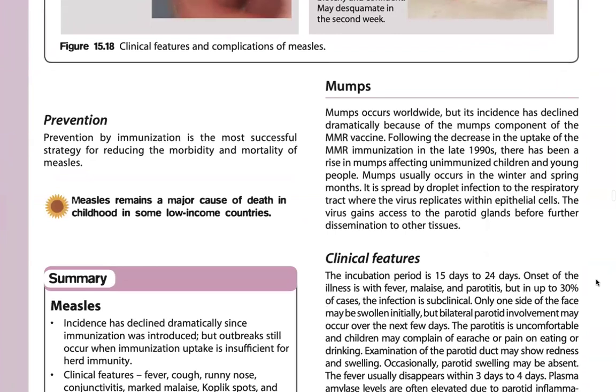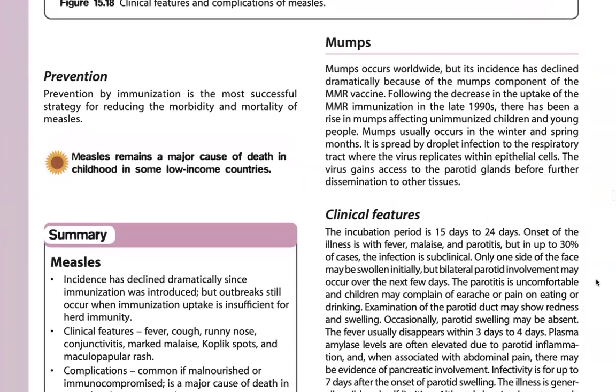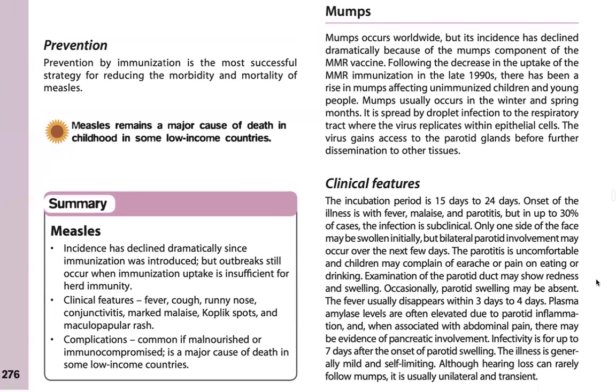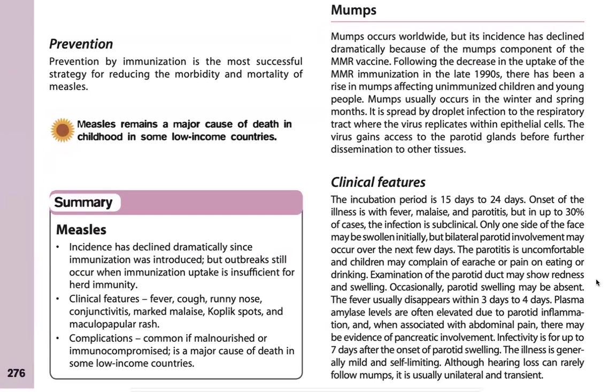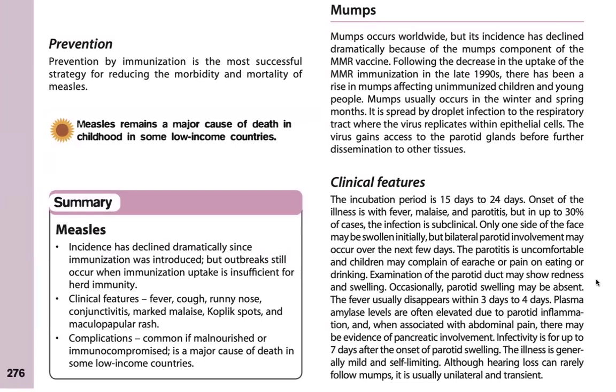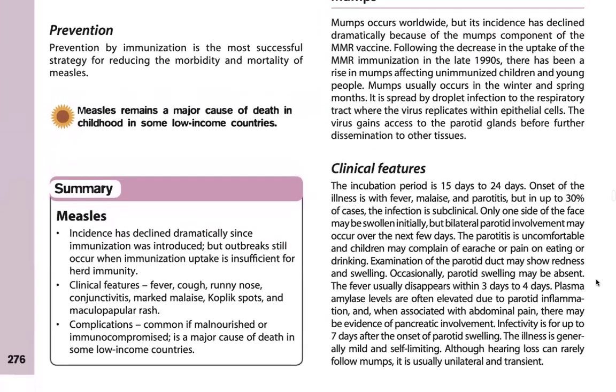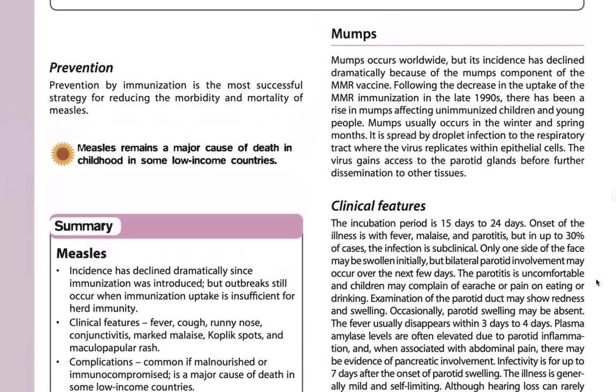Prevention by immunization is the most successful strategy for reducing morbidity and mortality of measles. Measles remains a major cause of death in childhood in some low-income countries. Measles incidence has declined dramatically since immunization was introduced, but outbreaks still occur when immunization uptake is insufficient for herd immunity. Clinical features: fever, cough, runny nose, conjunctivitis, marked malaise, Koplik spots, macular rash. Complications are common if malnourished or immunocompromised, and measles is a major cause of death in low-income countries.